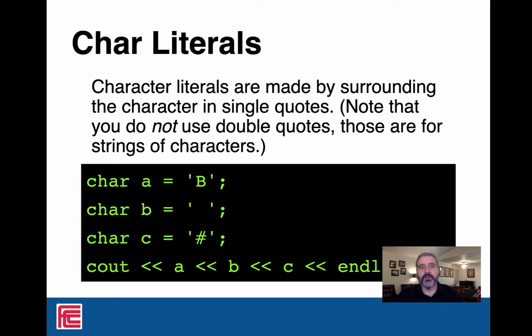So we can have character A equals uppercase B, character B equals the space, because remember, even though you can't see it, space is a character, or the hashtag, whatever, pound sign, hashtag. I say hashtag. I feel like I'm old enough I should be able to say pound sign, but whatever. The idea here is that these character literals are written in single quotes, not double quotes. Double quotes are for strings, single quotes are for characters.